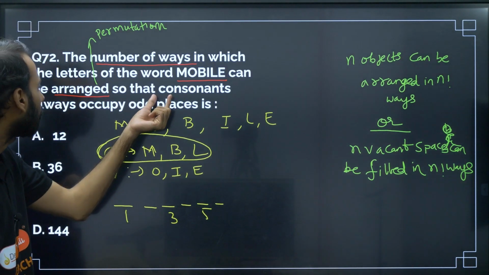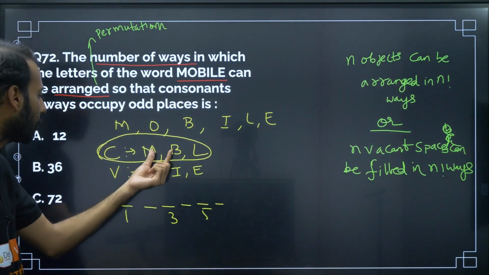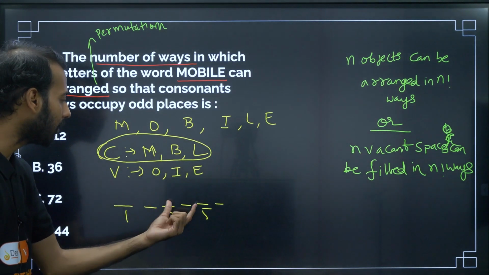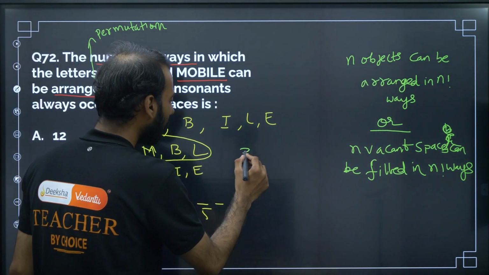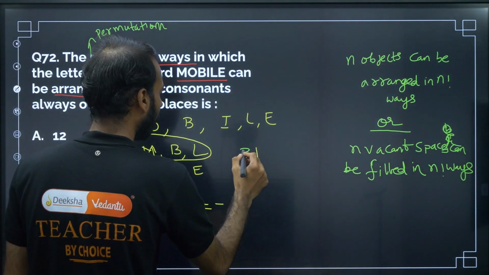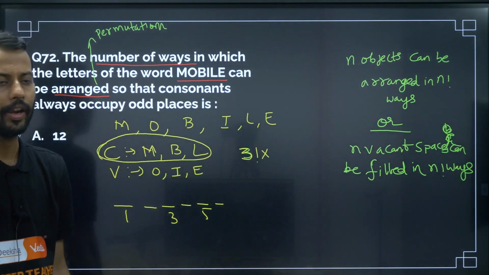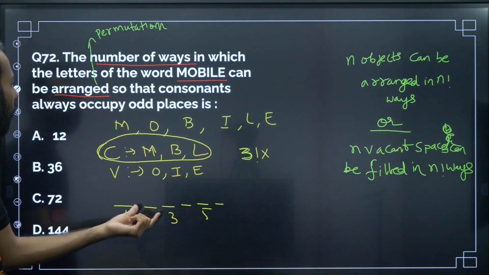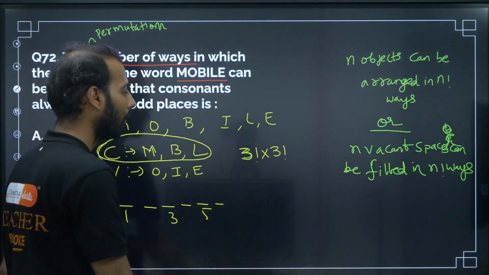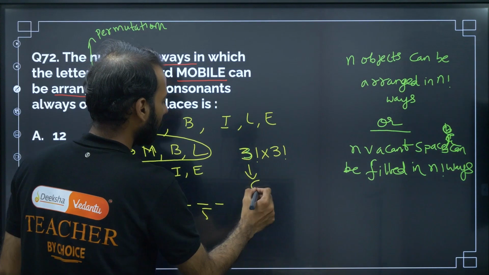Now they are talking about consonants always occupying odd places, which means these consonants we have to place in these places only. So 3 objects can be placed in 3 factorial ways. And in maths, 'and' means multiplication. Remaining 3 also we have to place in 3 places, so 3 factorial. 3 factorial is 6, so 3 factorial into 3 factorial is 6 into 6.